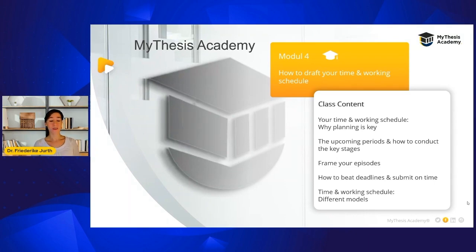Then I would also like to give you some advice and some available tips on how to beat the deadlines and how to make sure that you submit on time. And last but not least, we will finish with some different models of time and working schedules that you can use as a kind of template for your thesis proposal.